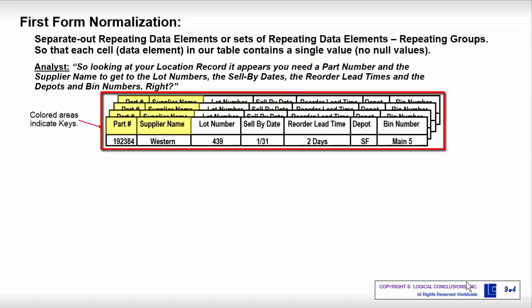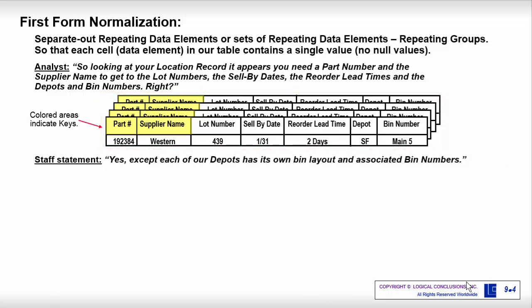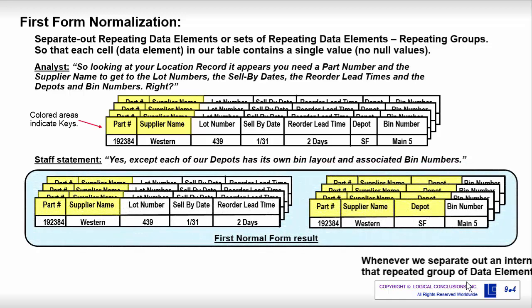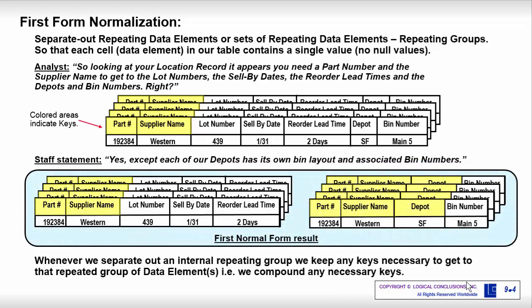Note, I'm going to show any access key in yellow in my examples. The staff response may be yes, except each of our depots has its own bin layout and associated bin numbers. So acknowledging this, we can separate out the repeating group of depots as shown here. Whenever we separate out an internal repeating group, we keep any keys necessary to get to that repeating group of data elements. In other words, we compound any necessary keys. As shown, we now have 2 sets of data.